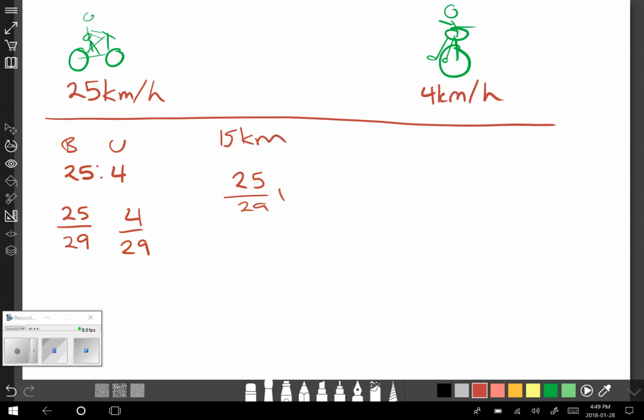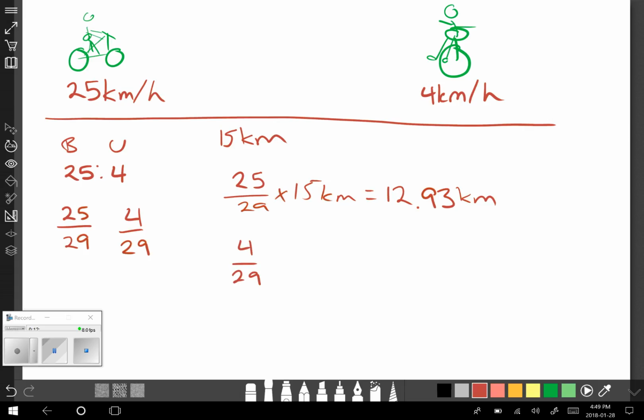25 29ths times 15, and I don't have to do this. The question that I actually asked was how far the unicyclist will have to go, but like I've said in previous videos, I really like to figure out both of them just to check my work. So 25 divided by 29 times 15 equals 12.93, and it's actually 12.931034, but I'll just round it to the second digit. That's fine. All right. And what is that? That's kilometers.